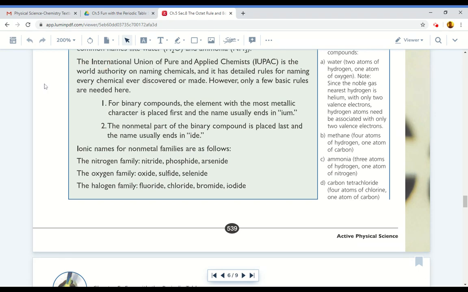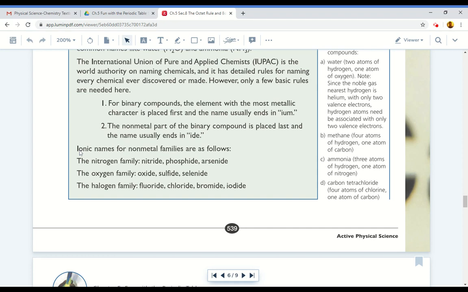The International Union of Pure and Applied Chemistry, IUPAC, is the world authority on naming chemicals, and it has detailed rules for naming every chemical ever discovered or made. However, only a few basic rules are needed here. Number 1. For binary compounds, the element with the most metallic character is placed first, and the name usually ends in "ium". Number 2. The nonmetal part of the binary compound is placed last, and the name usually ends in "ide".